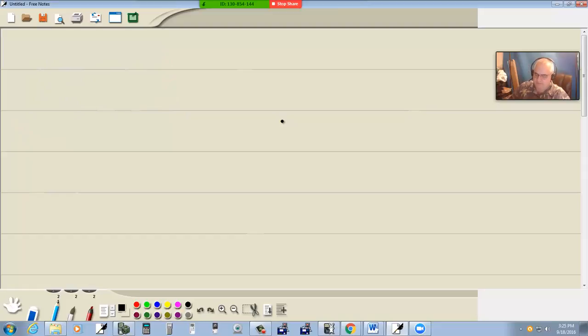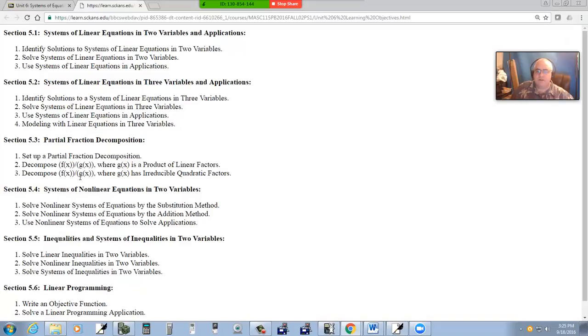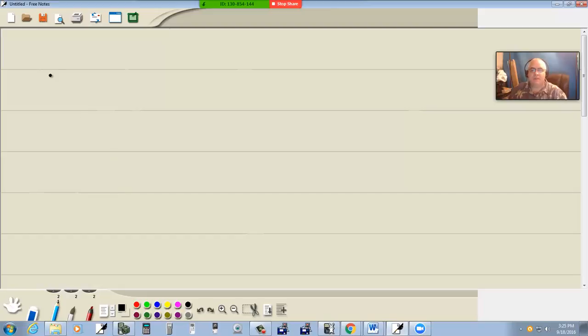Now the next problems are partial fraction decompositions. And let's talk about the idea behind this. I got 3 over x minus 1 plus 4 over x minus 2. Now we want to get a common denominator. And the common denominator would be these two multiplied together. So it would be x minus 1 times x minus 2.